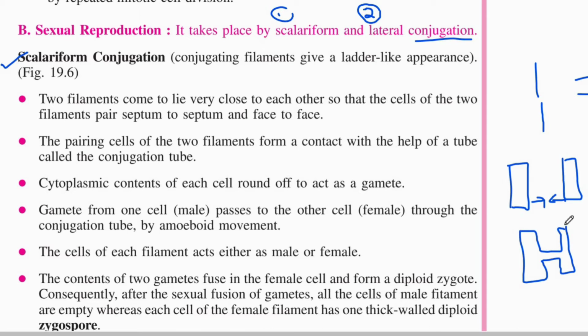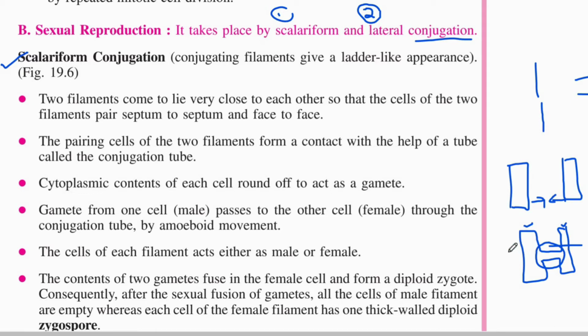So this is the second cell, this is the first cell, and they formed a connection between them, known as a conjugation tube. Okay, so this is the conjugation tube. They form a conjugation tube, and the cytoplasmic contents of each cell round off. In the first cell also, all the cytoplasmic contents round off. Here also the cytoplasmic contents round off, and that acts as a gamete.